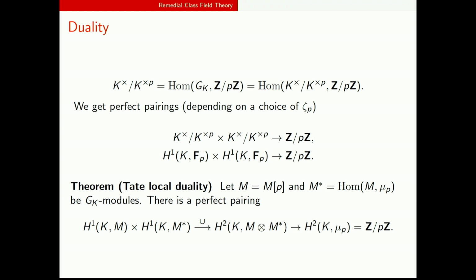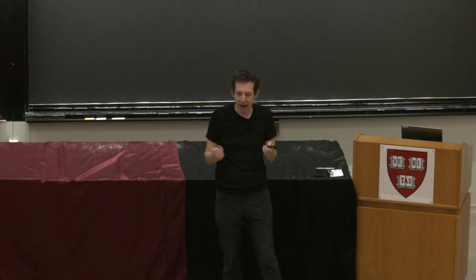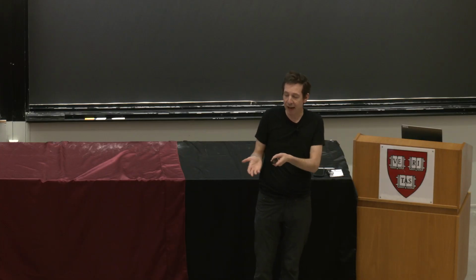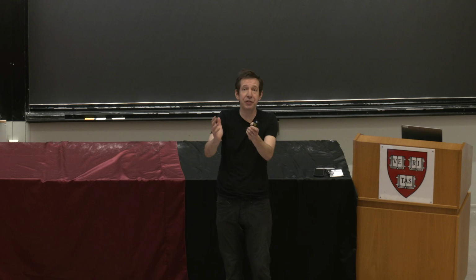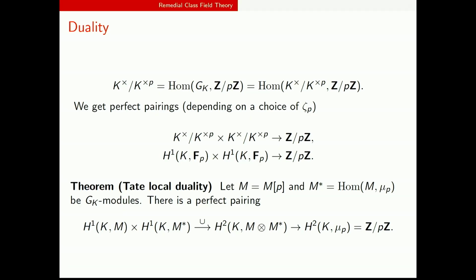Then there's a perfect pairing between the cohomology groups, even just the first cohomology group for concreteness, between H^1(K, M) and H^1(K, M dual). You can take their cup product and then contract them along the map to mu_p, and you get this identification. And this is exactly the maps we just considered before relating class field theory and Kummer theory.